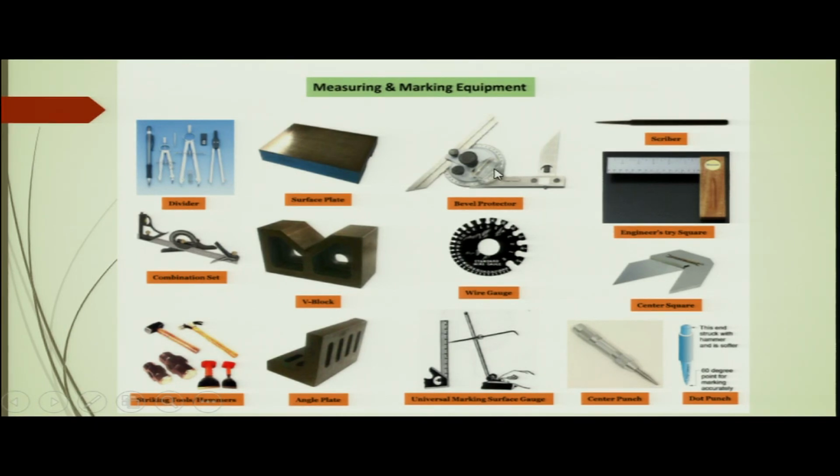Here this is the bevel protector. The bevel protector is used for measuring the angle accurately, and depending on the least count of the bevel protector, you can measure a smaller angle or a larger angle, and so on. This is a scriber to scribe the part, to mark it. This is the engineer's try square that many of you might have used to make drawings in your classrooms. This is the wire gauge. The wire gauge has different profiles with different diameters, from very small to very large, and you can see these holes.